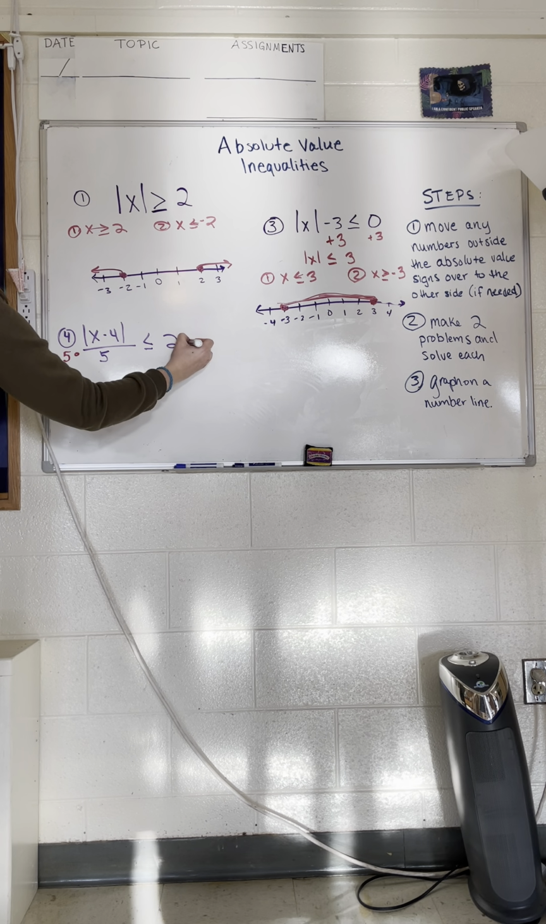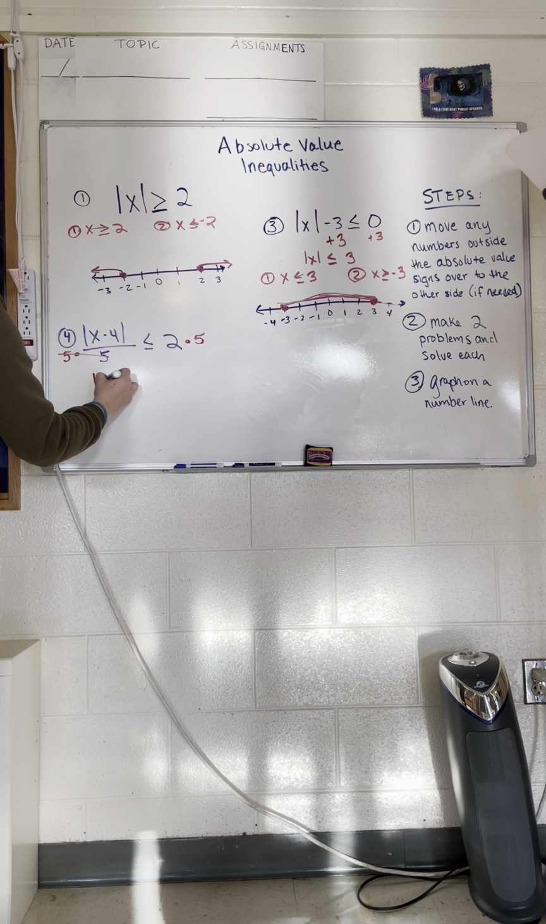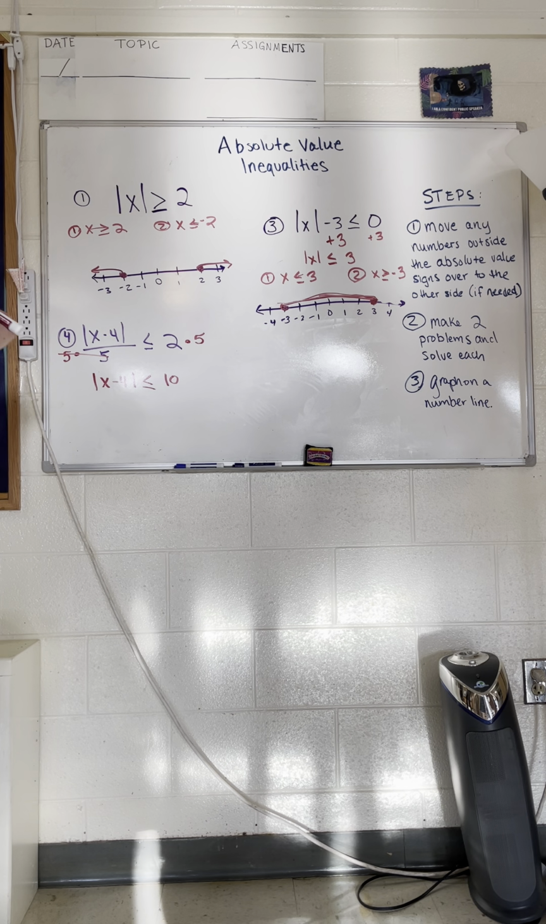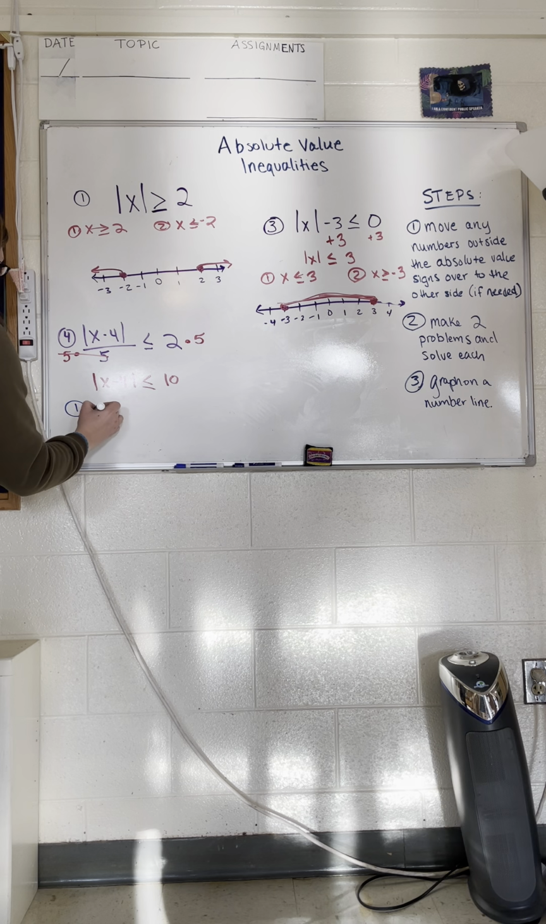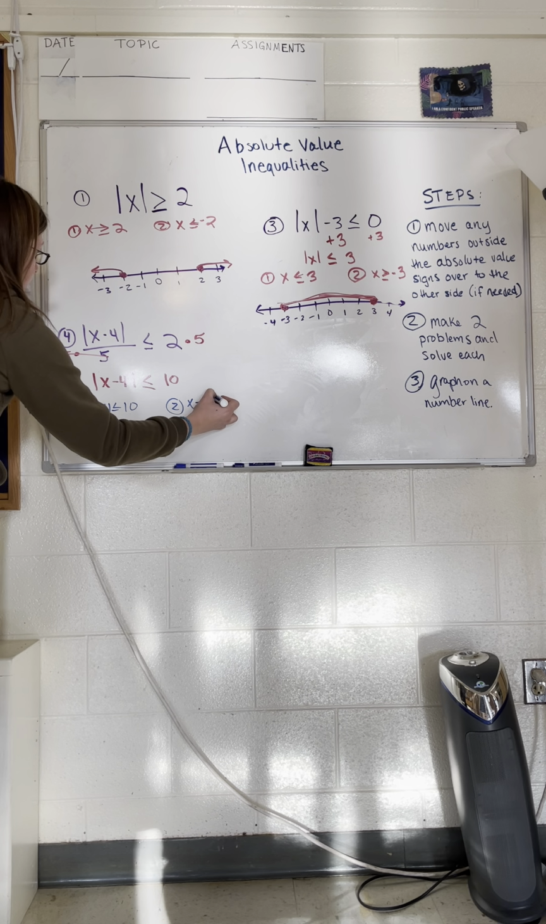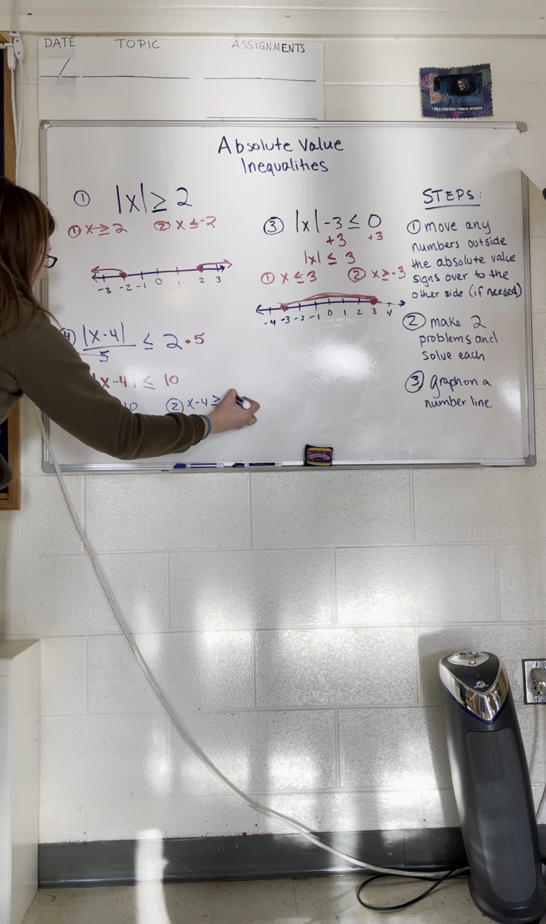Okay? That cancels. And so then I end up with the absolute value of x minus 4 is less than or equal to 10. Now I can create my 2 problems and then solve and graph. Okay? So, let's see here. My first problem, which is this color, will just be x minus 4 is less than or equal to 10. Okay. The second problem will be x minus 4 is, I flipped a sign, greater than or equal to -10.